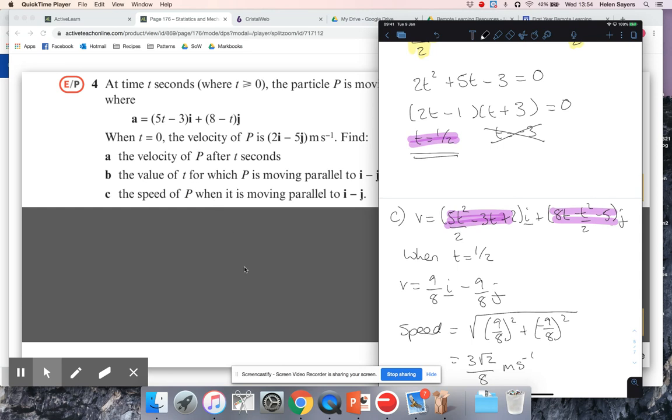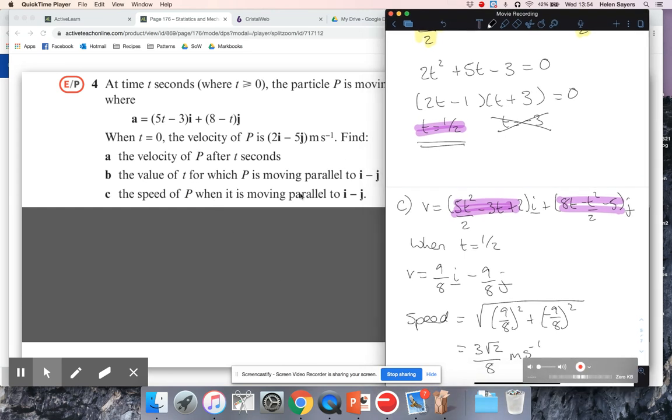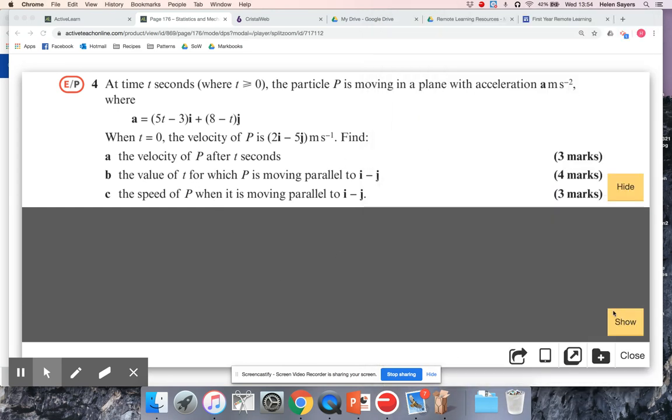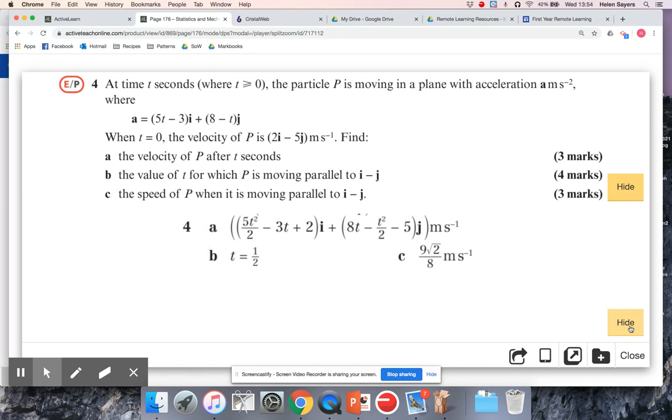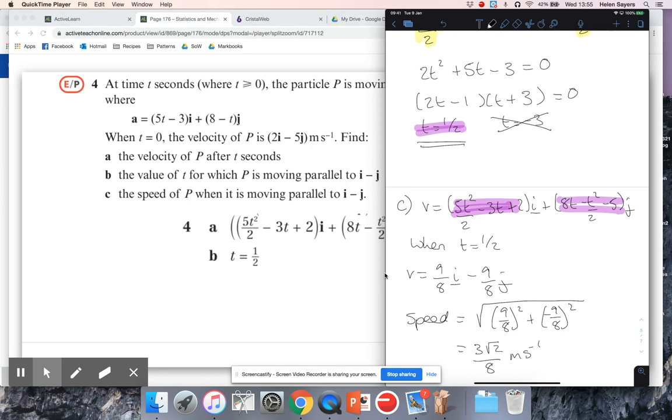And it doesn't ask for exact form, so I could leave it like that, or I could put it as a decimal. Let's just double check. No, I've done something wrong there, so hopefully we can spot that. Really don't want to have to do the whole video again. Okay, let's try that again. So 9 over 8 all squared times 2, root answer. Yep, so just something wrong with how I typed it into my calculator, so always worth double checking. But that should have given me 9 root 2 over 8.